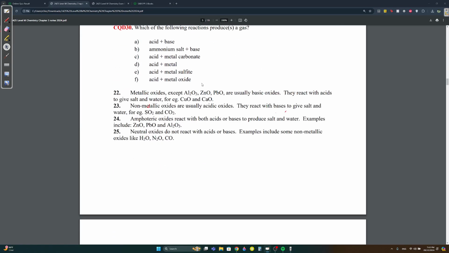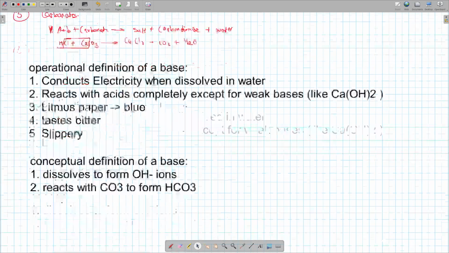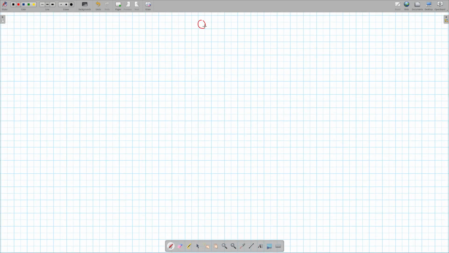After this, we're almost done with the notes, guys. I know it took a long time. But we have oxides, okay? I'm going to sum it up for you very easily. Oxides. Four categories. I'll give some space here, and here.